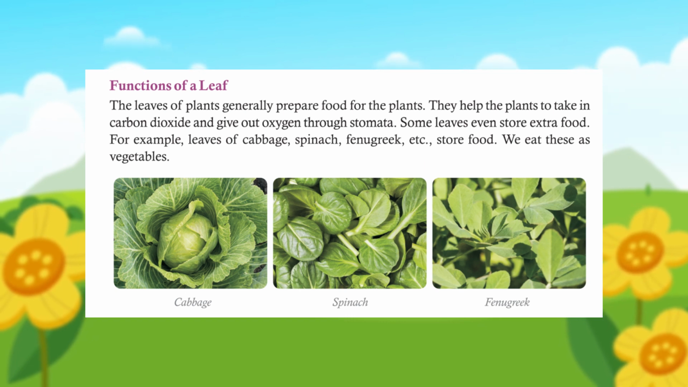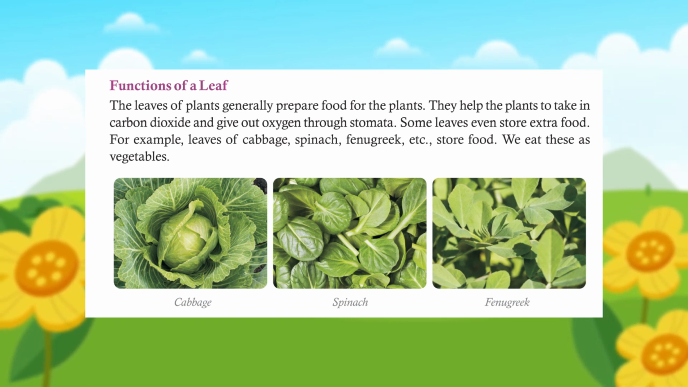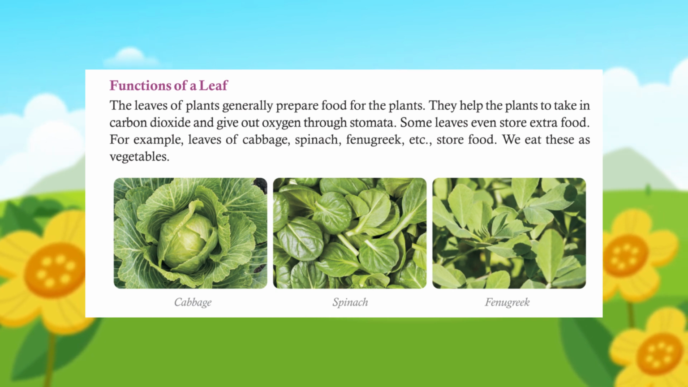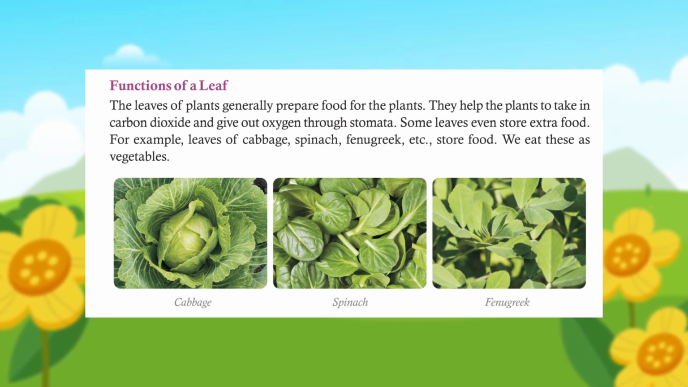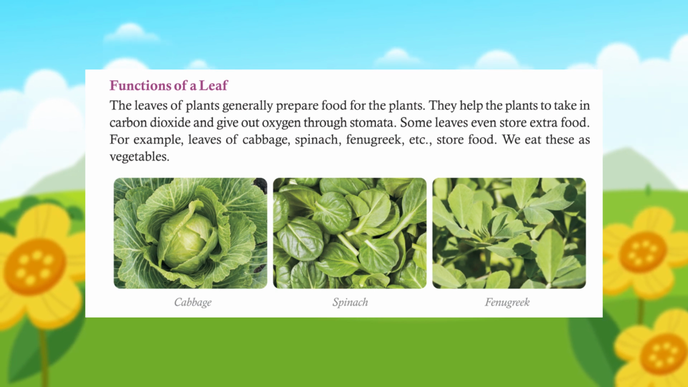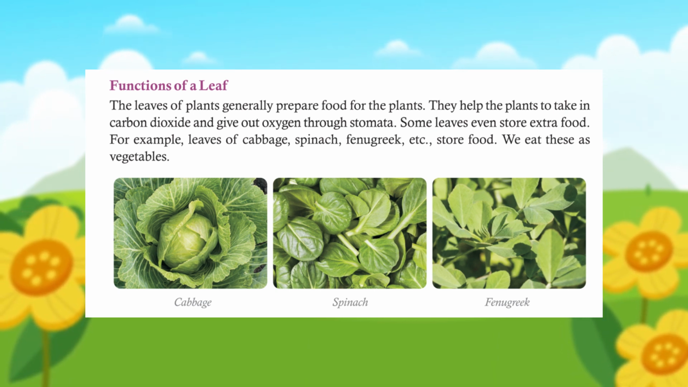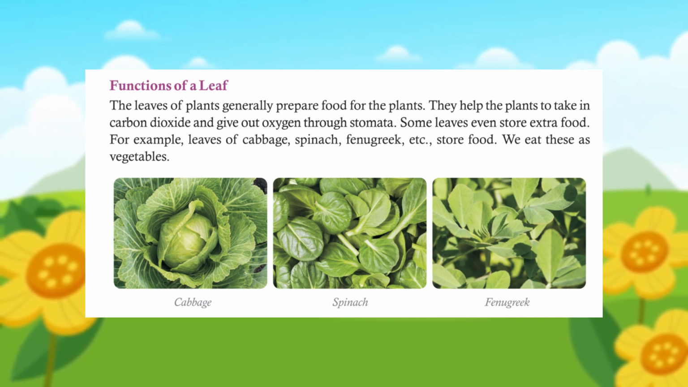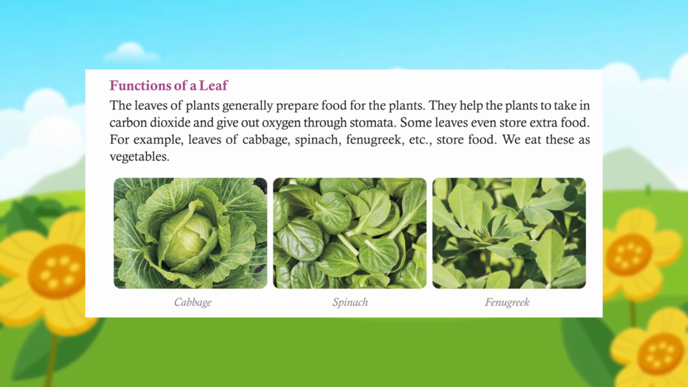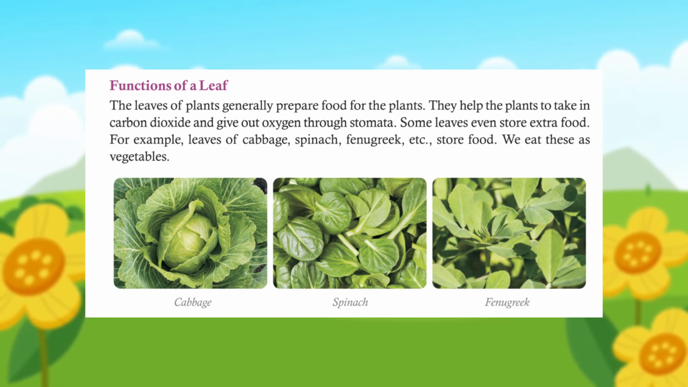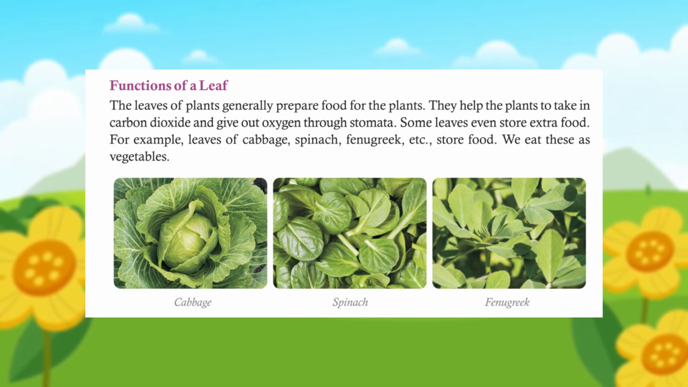Functions of a leaf. The leaves of plants generally prepare food for the plants. They help the plants to take in carbon dioxide and give out oxygen through stomata. Some leaves even store extra food. For example, leaves of cabbage, spinach, fenugreek, etc. store food. We eat these as vegetables.